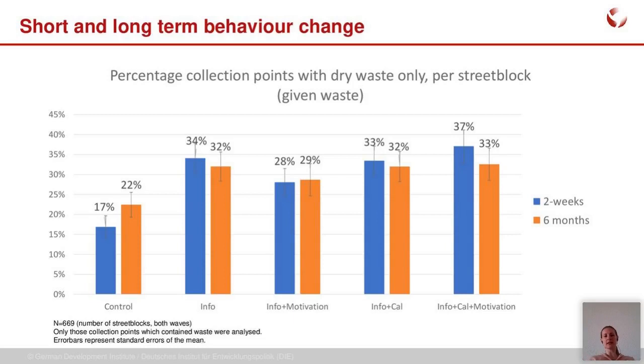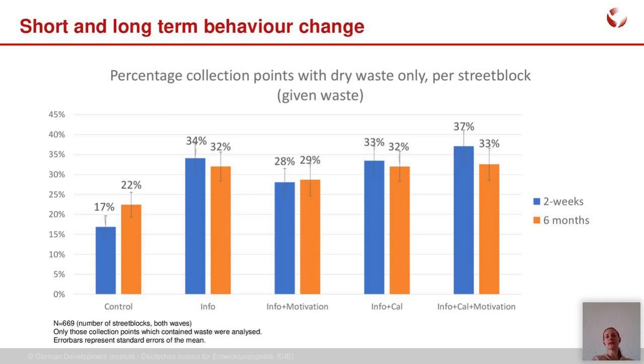So what we found was that in the control group, a surprisingly high share of households seem to perform the target behavior. The blue bars are the 2 weeks results, and the orange bars are the long-term, the 6 months results. So around 20% of households do perform the target behavior. But we could increase that behavior to around 30%. And in the short and the long term, all treatments were significant. All treatment effects were significant compared to control.